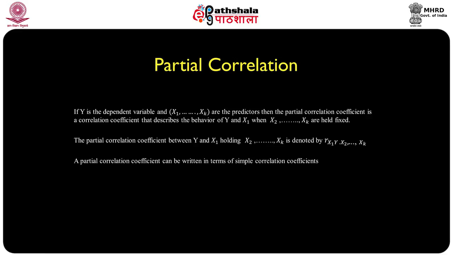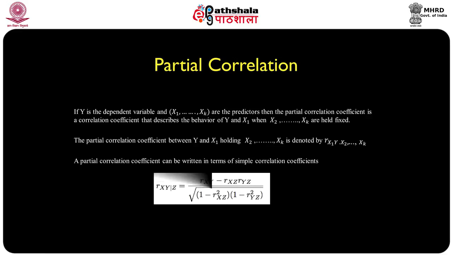And next we have partial correlation. If y is the dependent variable and x1, x2, ..., xk are the predictors, then the partial correlation coefficient is a correlation coefficient that describes the behavior of y and x1 when x2, x3, ..., xk are held fixed. The partial correlation coefficient between y and x1 holding x2, x3, ..., xk fixed is denoted by lowercase r_{y x1 · x2, x3, ..., xk}.